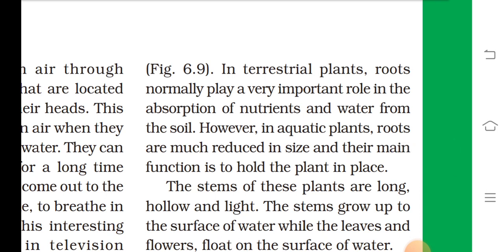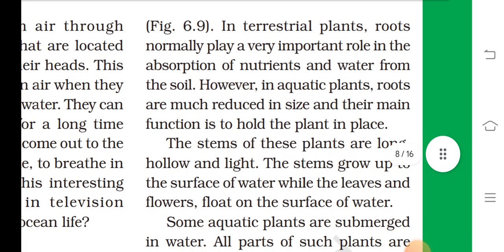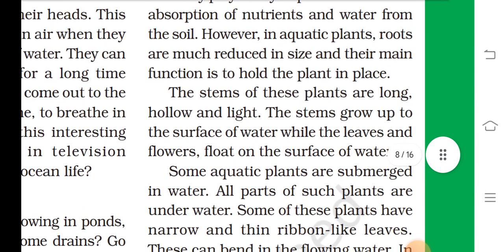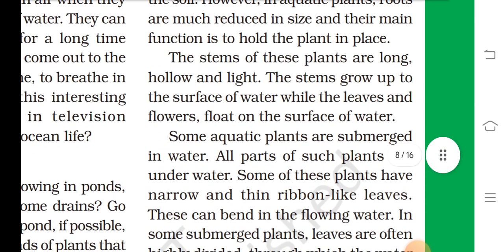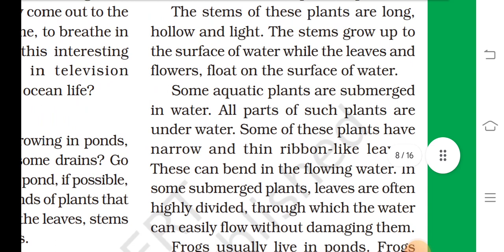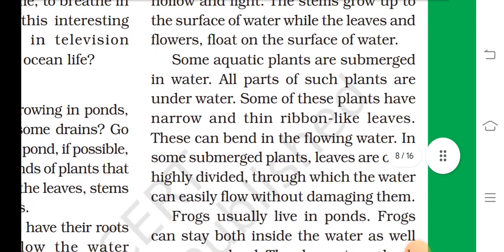In terrestrial plants, roots normally play a very important role in the absorption of nutrients and water from the soil. However, aquatic plants' roots are much reduced in size and their main function is to hold the plant in place. The stems of these plants are long, hollow and light. The stem grows up to the surface of water while the leaves and flowers float on the surface of water.